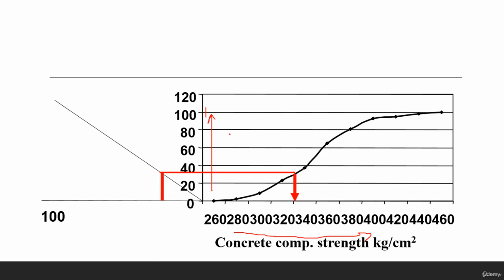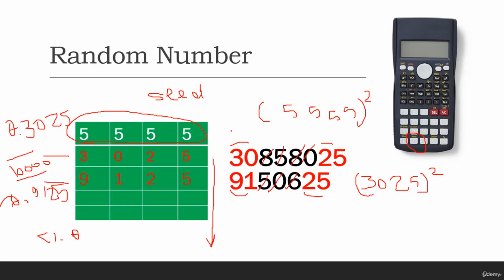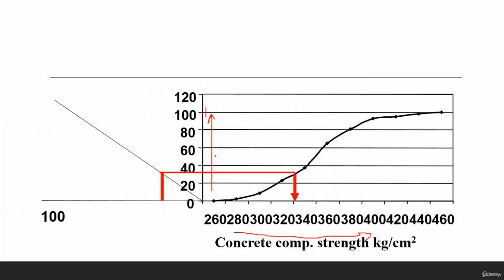Okay, so assume the first variable is concrete strength. When you have the first random number, 30.25, if I decided that the maximum number is 100, or if it is 1, it will be 0.3025. It will be the same. But anyway, the maximum probability will be 1. The area under the curve will be 1.